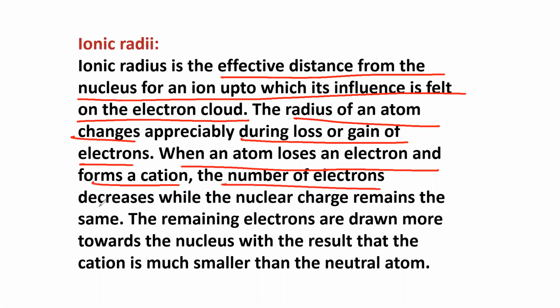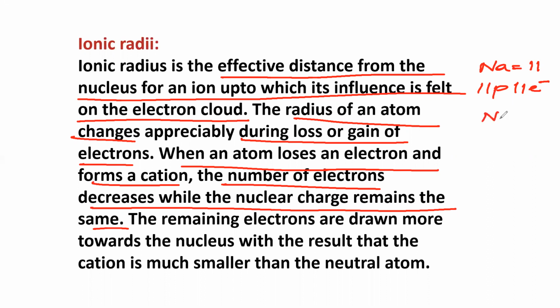It's very simple. So what happens here when an atom loses an electron? For example, sodium has atomic number 11. It contains 11 protons and 11 electrons. Then only it becomes neutral. Now what happens when sodium loses one electron? It becomes the sodium ion, Na plus, the sodium cation. It can lose only one electron because of its configuration.